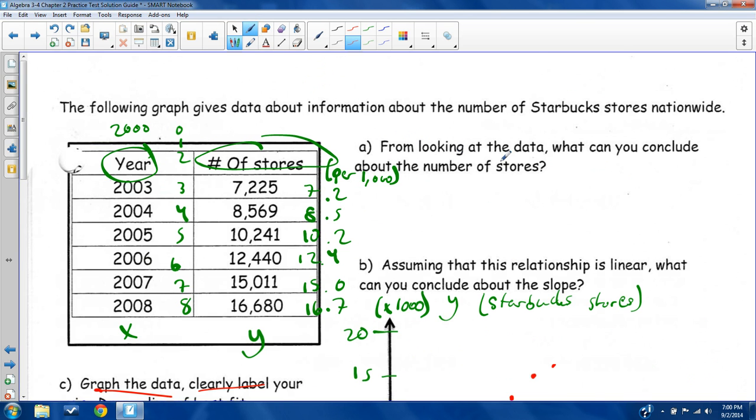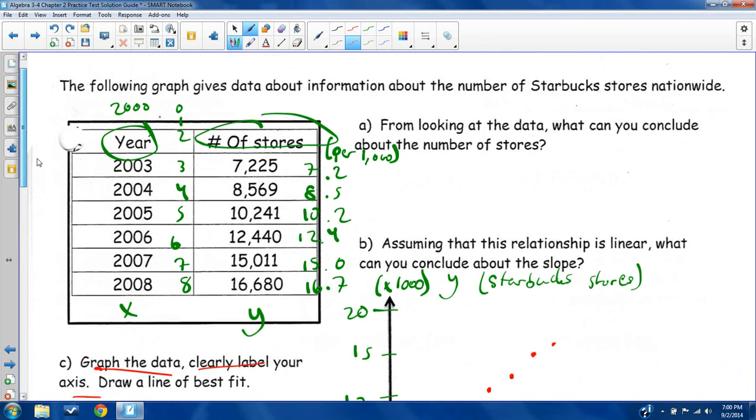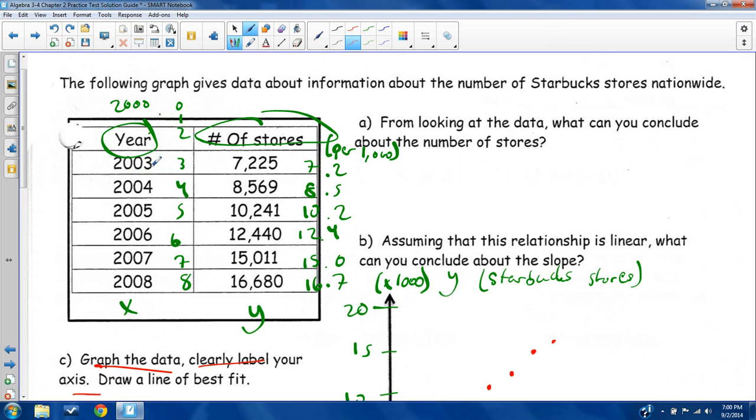Let's do part A. From looking at the data, what can you conclude about the number of stores? So this was before we graphed. Again, my bad. We're going to look at this stuff, and we'll say, okay, as the years increase, as we go every year, we're increasing the number of stores. That's just looking at it. You can see these numbers here, 7, 8, 10, 12, 15, 16. Those are in the thousands. So I'm going to type here.